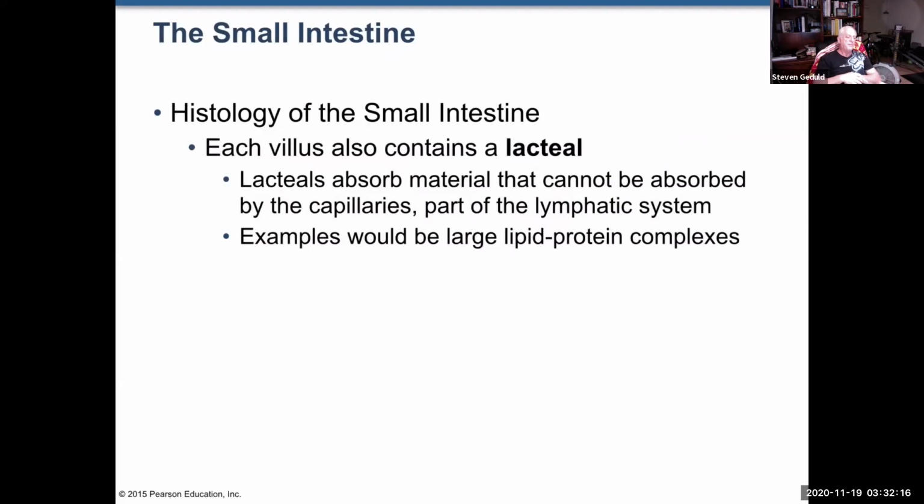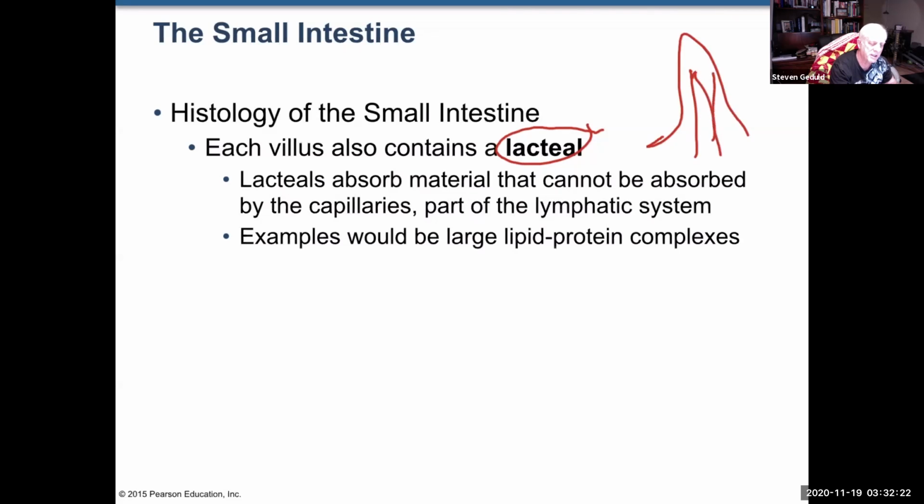Each villus also contains a lacteal. Inside each extension, remember there's a blood vessel, artery, vein, and nerve, and a lacteal. A lacteal is a lymphatic vessel. Those are small lymphatic vessels that extend up into the plica. Lacteals absorb materials that cannot be absorbed by the capillaries. They're part of the lymphatic system.